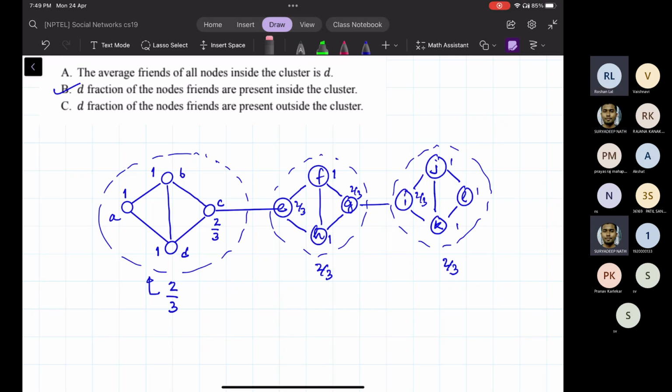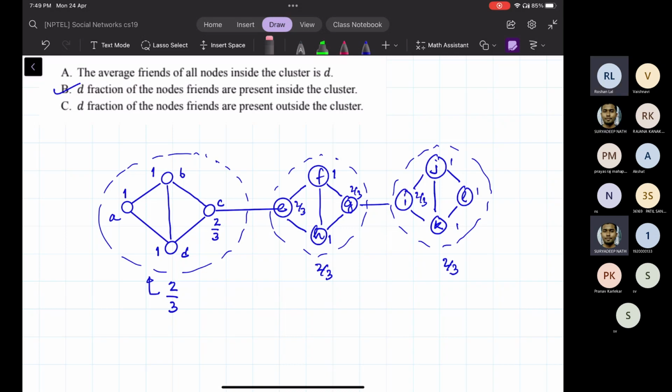Just for example, if there is no connection from node C to E, then what will be the cluster density of the first graph? It would be one. All the friends of the nodes are within the cluster.